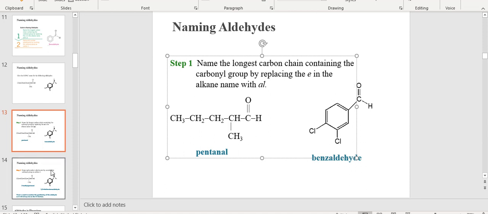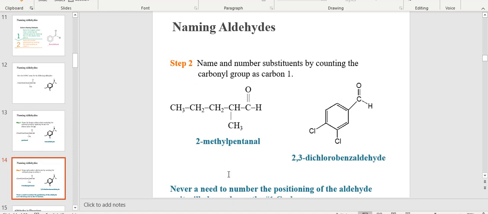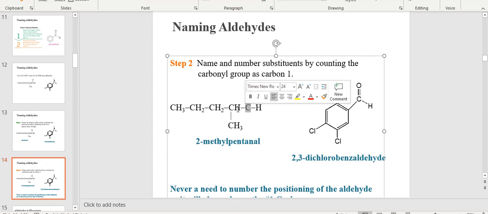Okay, let's move on. And this is going to be the number 1 carbon. This is going to be the number 2, 2-methyl pentanal. Look at this one here. Make it make sense. And you see how we've got the benzaldehyde. All right, that's our base. Now, you look at this.